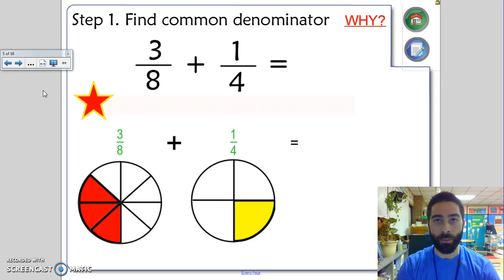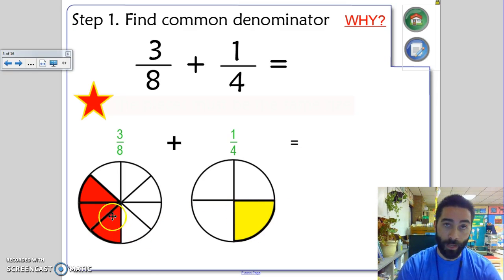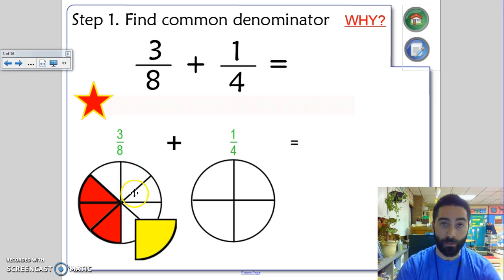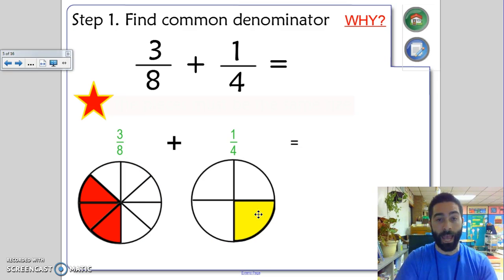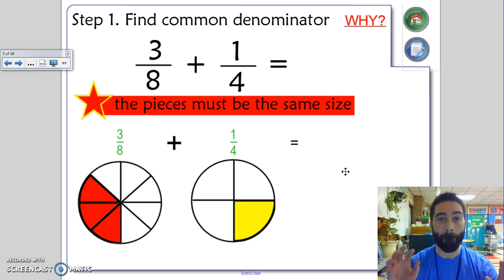Why can't we just add the numerators together? Well, if we see what 3/8 actually looks like as a fraction and what 1/4 actually looks like as a fraction, you can see that the pieces in 3/8 are much smaller than the pieces in fourths, because fourths are larger than eighths. And so if I wanted to take my fourth and add it to my eighths, as you can see, it would not fit into the size of the eighths pieces. So I need to make them exactly the same size, so that way I can add them together. The pieces must be the same size in order to be able to add them together.